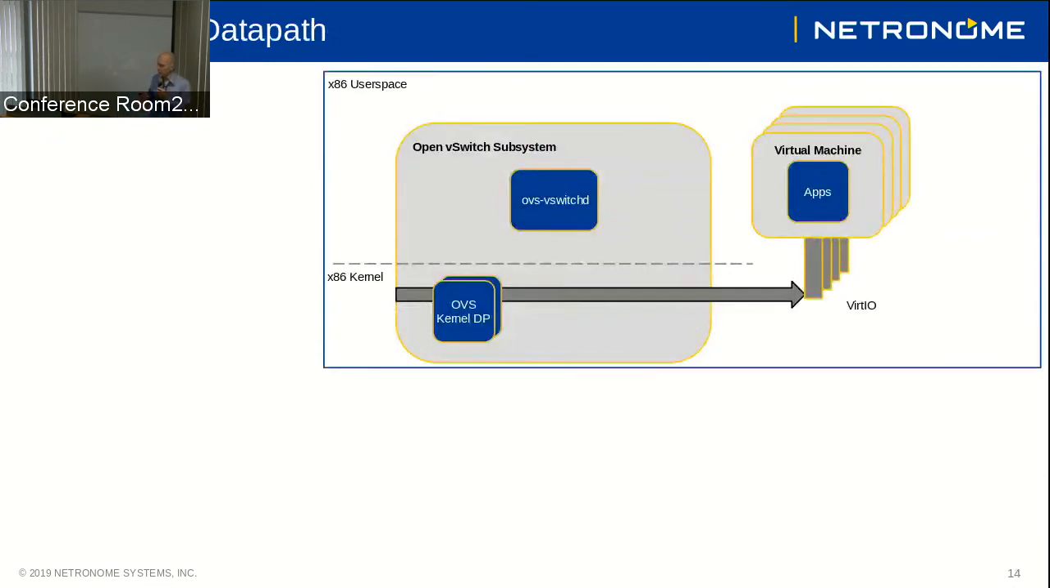So let us look a little bit at how things work without offload in the kernel, and then we'll look at how they work with offload. So we have several components here. At the top is the user space OVS vSwitch D. At the bottom is the data path, which is implemented in the kernel in this case. And then on the side, we have the VMs, which we're trying to supply packets for.